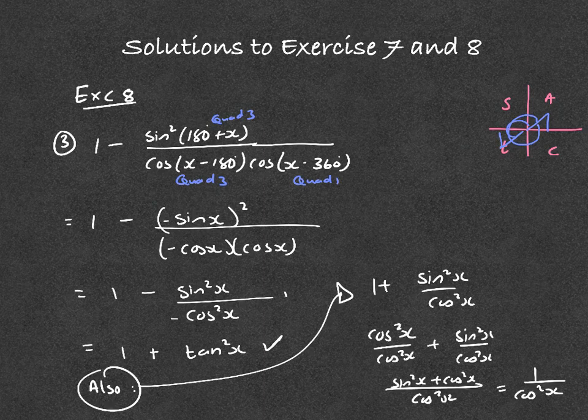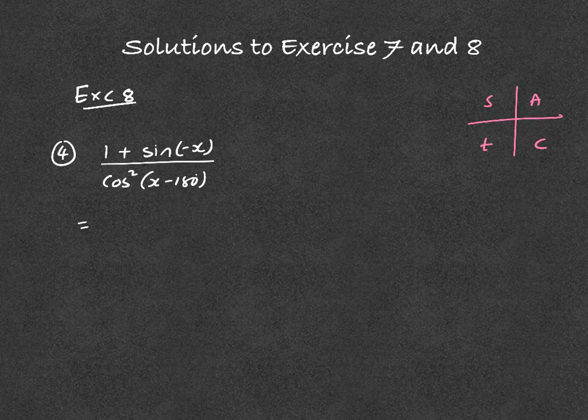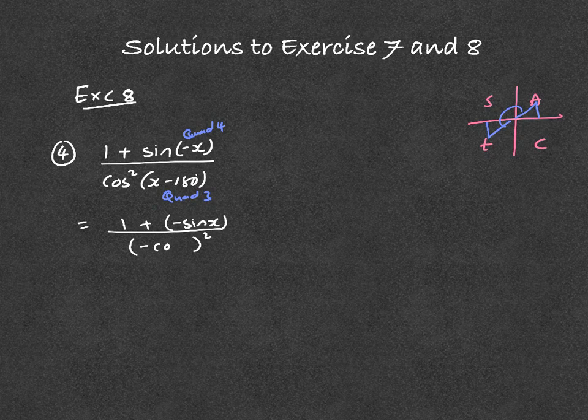But also I just want to show you that another way to write that is 1 over cos squared x. Okay, question 4. Minus x is in quadrant 4, and x minus 180 is in quadrant 3. So what we have is 1 plus, minus sine x, so it's 1 minus sine x. And on the denominator, we've got cos squared of x minus 180, so that means minus cos x squared. So that means we've got 1 minus sine x over cos squared x.